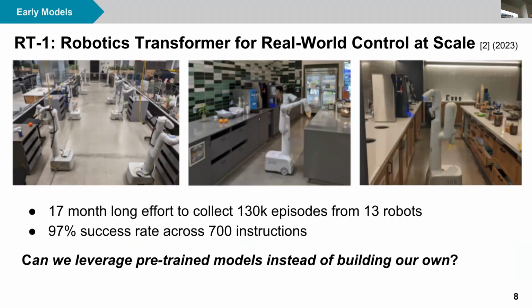Now, this was a very long effort to collect all of this data. So it involved teleoperating 130,000 episodes from 13 different robots. And they got a 97% success rate across 700 skills. But about this time, we're starting to see large internet scale pre-trained models come about. And so you start to wonder, can you get better generalizability? Can you handle even more skills or adapt to different types of robots if you're able to use these pre-trained models instead of building your own?